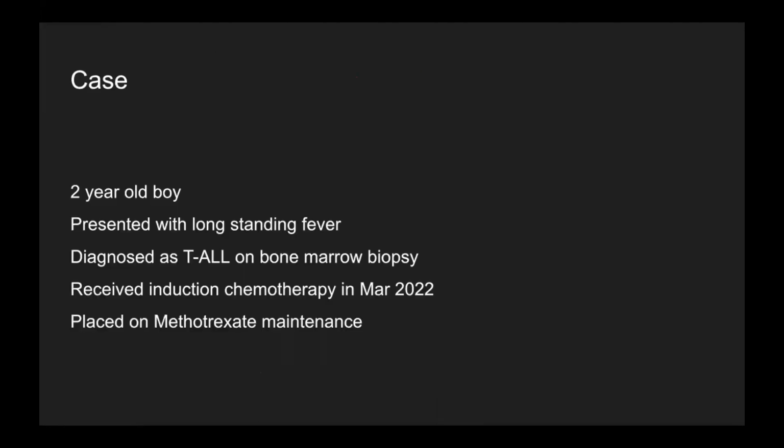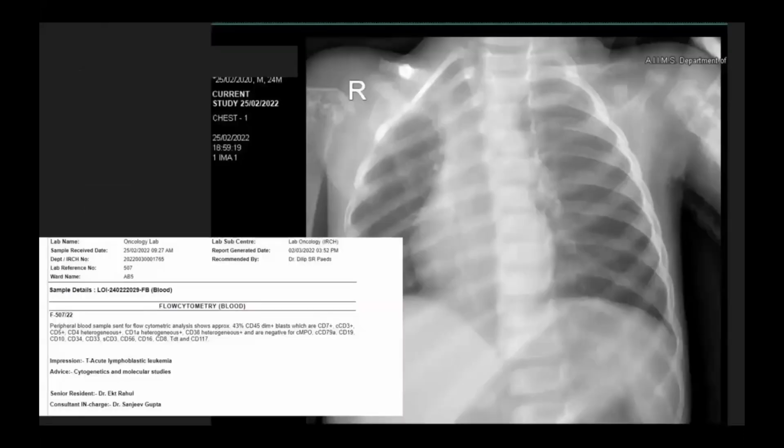Now, coming to another case, this is a 2-year-old boy who presented with a long-standing fever, who was diagnosed with T-ALL on bone marrow biopsy and received induction chemo in March 2022, placed on methotrexate maintenance therapy. So this was at the beginning, at the diagnosis in February, when we saw that the test was clear.